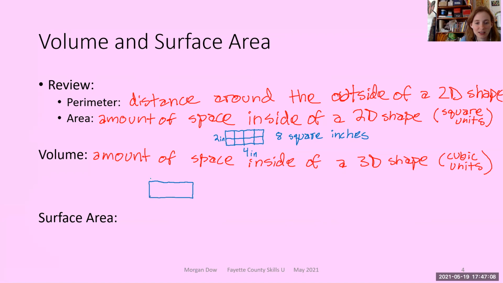So let's take that same rectangle, but I'm going to make it 3-dimensional. So now instead of just a flat rectangle, it's a box or a rectangular prism. So let's say this is still 2 inches and 4 inches. And let's make it 2 inches deep as well. So I'm going to go ahead and split this rectangular prism up now.